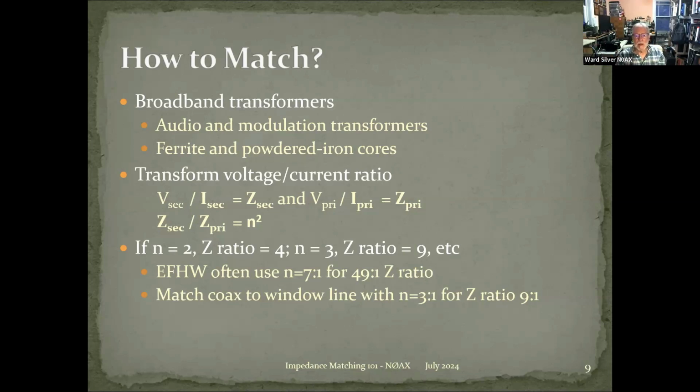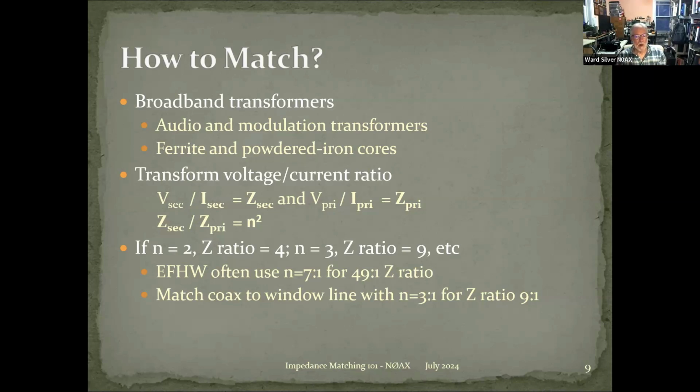And in end-fed half-wave antennas, they often use an N equals 7 to 1. That causes an N squared or 49 to 1 impedance ratio, and that's what does the magic, matching your 50 ohm line up to the 2,000 to 3,000 ohms of impedance at the end of a half-wave antenna. I wrote an onallbands.com column about this that explains how this transformer works. Steve K1RF did a really good job of explaining it. All you have to do is search for K1RF and end-fed half-wave, and you'll find his excellent presentations.